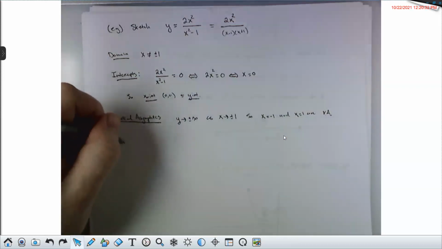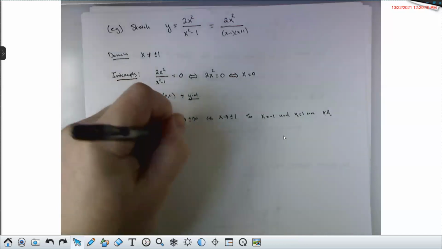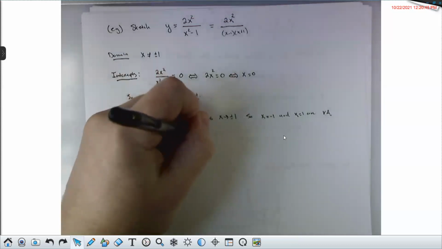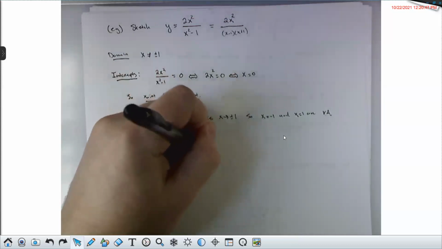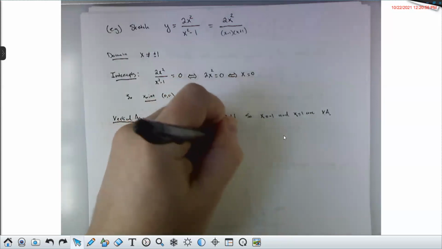Horizontal asymptotes. Here we would have the opportunity to use L'Hopital's rule if we wanted. I look at the limit as x goes to positive infinity. And in this case, rather than using L'Hopital's rule, I can use some algebra.